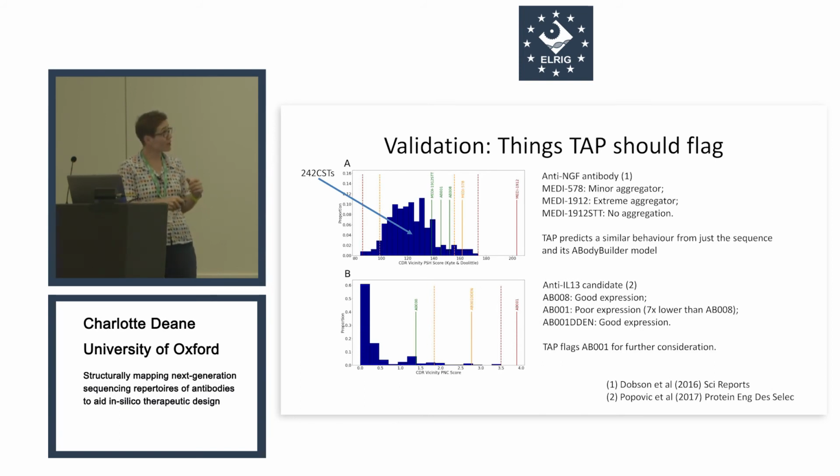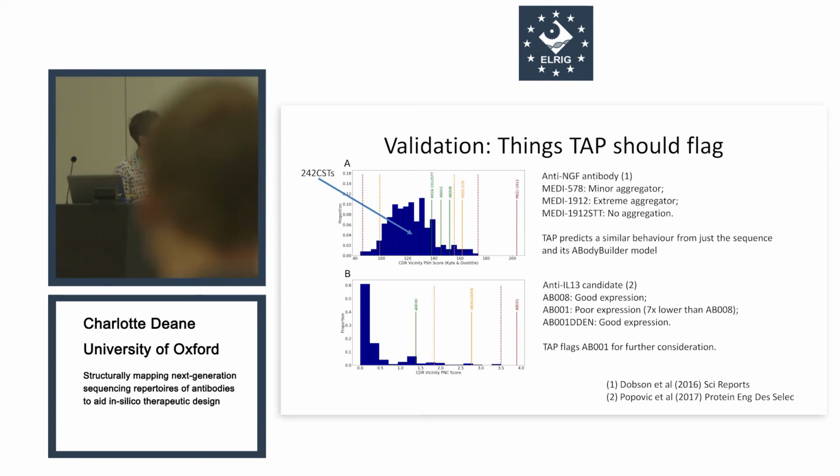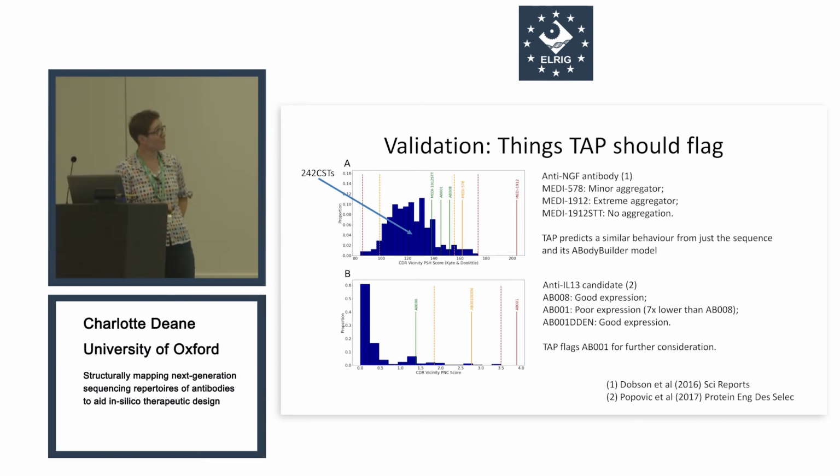This first is a case study on an anti-NGF antibody. The original antibody was MEDI578, which was found to be a minor aggregator, which I liked as language, and it sits here in our patches score for the hydrophobicity. They then made some mutations to improve binding affinity, and they got MEDI1912. That's an extreme aggregator. Can I say that we have no surprise at all in seeing that? That's a very long way off our distribution. And then some larger number of changes led to MEDI191 here, which doesn't aggregate at all, and that comes out with a green flag.